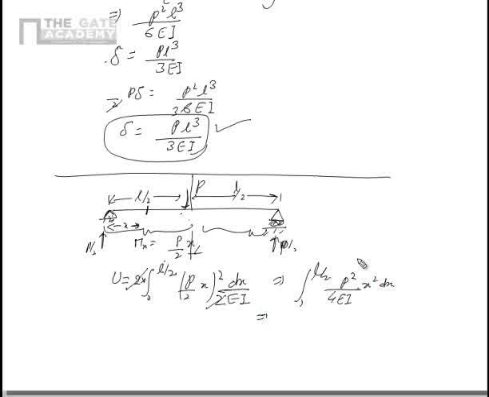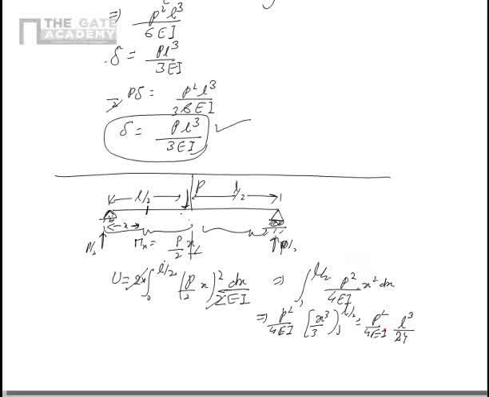Correct. So now I can integrate this very easily. It becomes P square upon 4 EI x cube by 3, from 0 to L by 2. So that is P square upon 4 EI. This becomes L cube by 24.